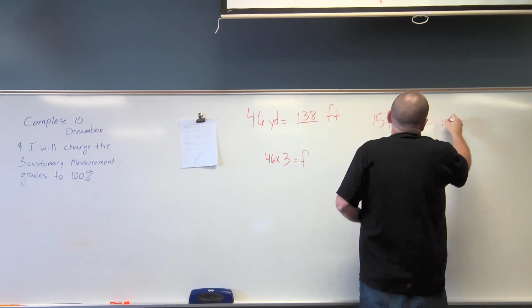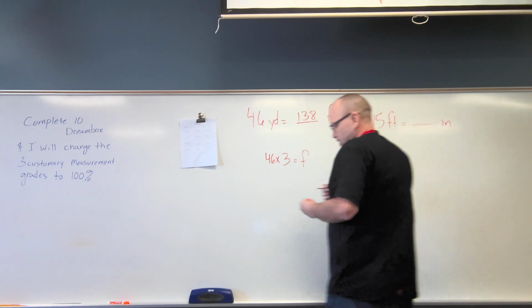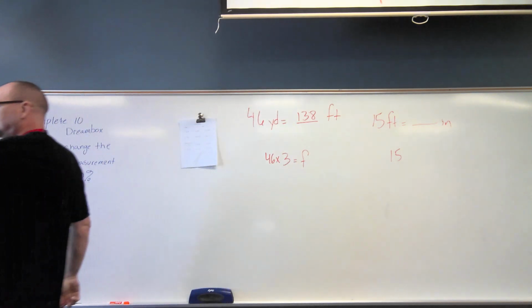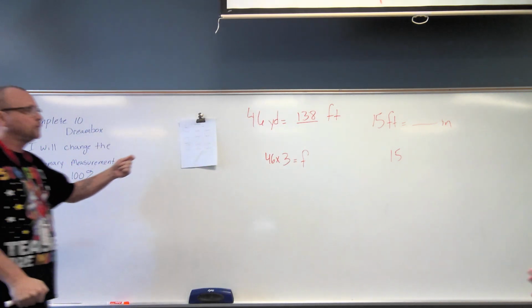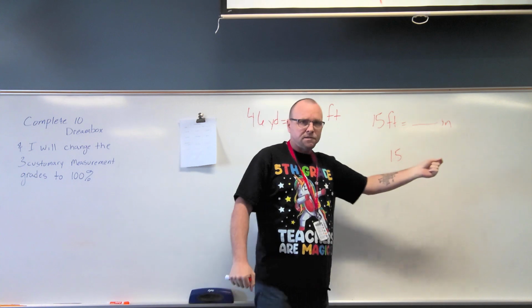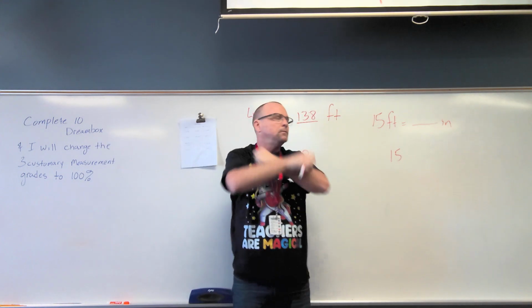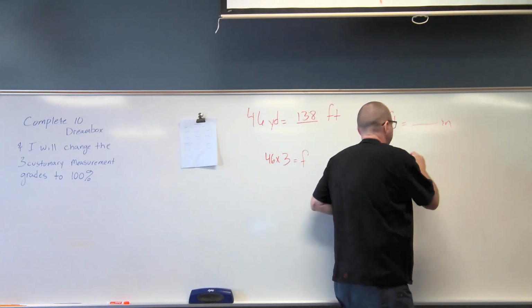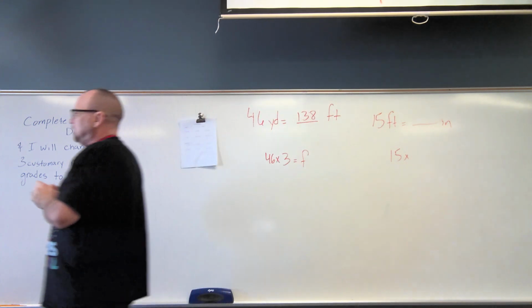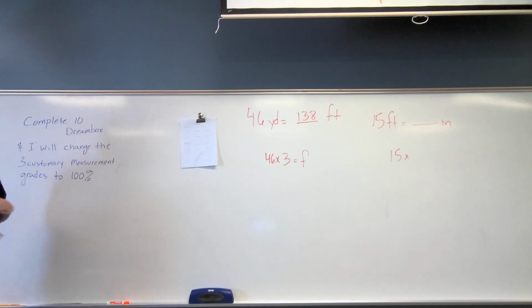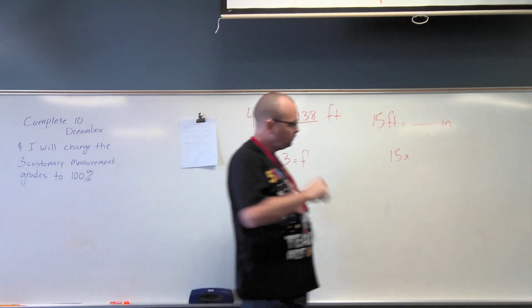Equals blank inches. We know we're going to do something with 15. We're either going to multiply with 15 or we're going to divide with 15. We're going from feet to inches. So we're going feet, which are bigger, to inches, which are smaller, which means we multiply something times 15. Joel, what do we multiply times 15? 12. Yes, 12 inches in a foot.